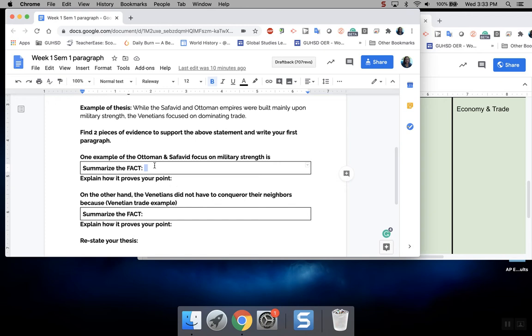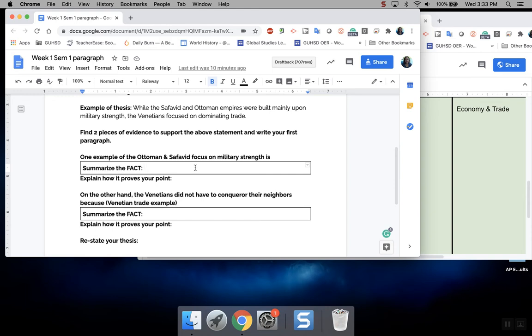Then after I summarize the fact, I have to go, well, what point was I trying to prove by these facts? So maybe I said the Ottoman Empire expanded from the year, I don't know, 1300, it was this big, and I get a specific piece of evidence, but by 1600 it had gotten, and I explained how big it had become.